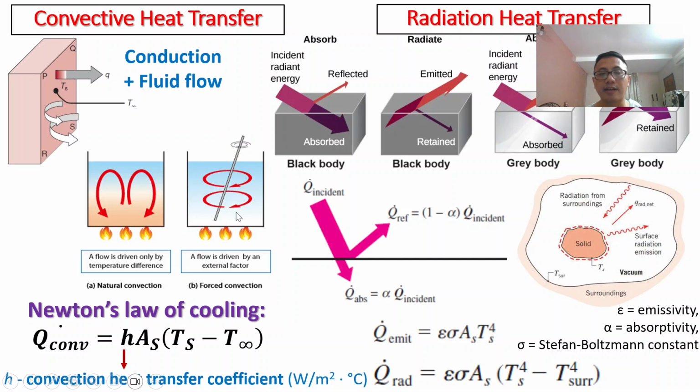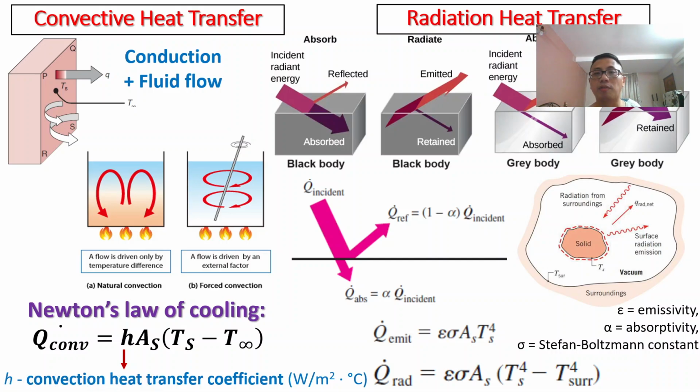But if you use an external force like a pump, a stirrer, or a motor, then it's called forced convection. This convective heat transfer we can calculate using Newton's law of cooling, where the heat transfer rate equals hAΔT. A here is the surface area. h here is the convection heat transfer coefficient. Then we proceed. Now we continue with radiation heat transfer.